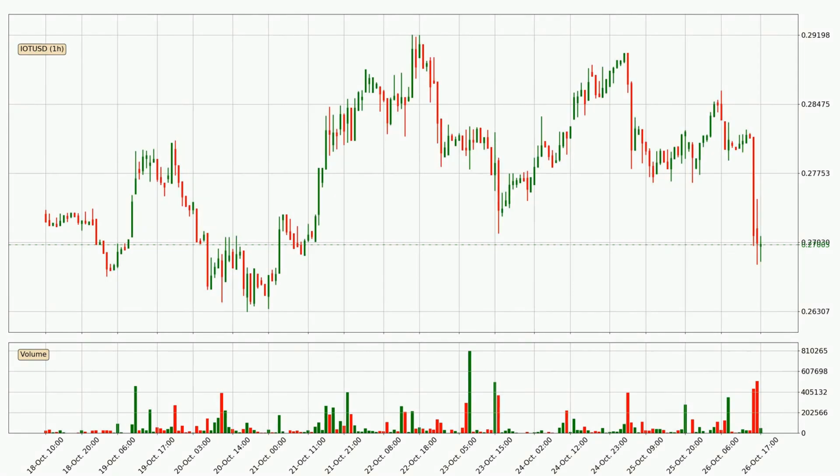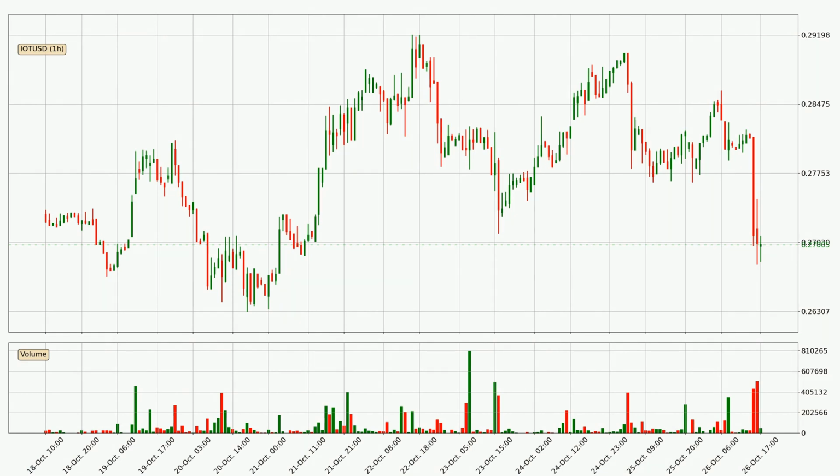Here we go. Today, find out how the price of Iota has changed and what the technical indicators SMA, EMA and Stochastic RSI show. If you are unfamiliar with the indicators, check out the explanation videos below.